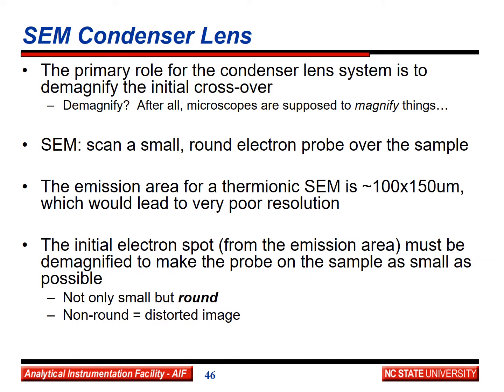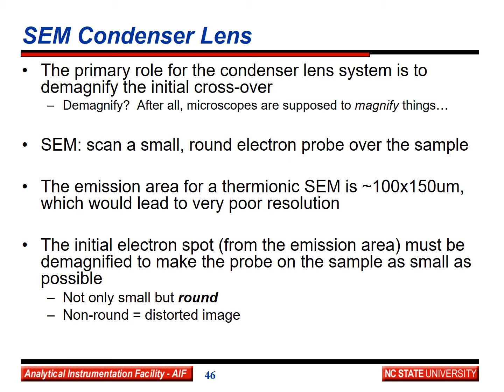The primary role for the condenser lens is to demagnify the initial crossover. The first time I heard this, I thought to myself, demagnify? I thought microscopes were supposed to magnify things. But in practice with a scanning electron microscope, we're going to scan a small, round electron probe over the sample.